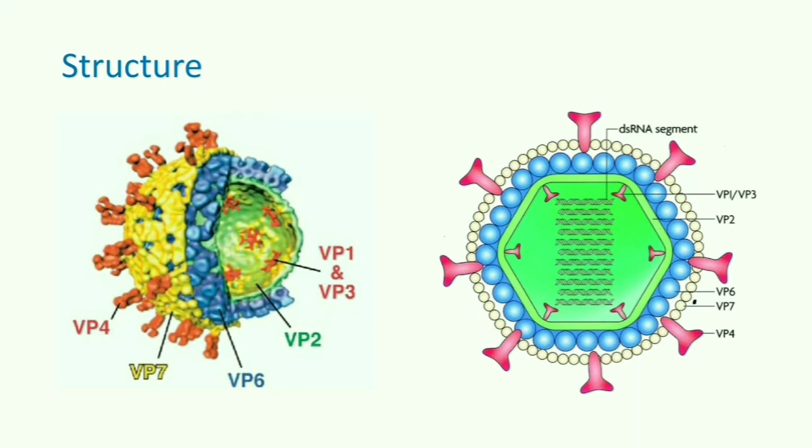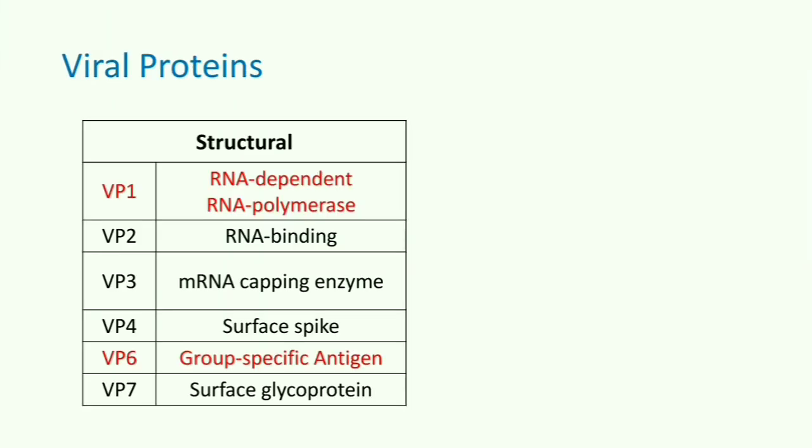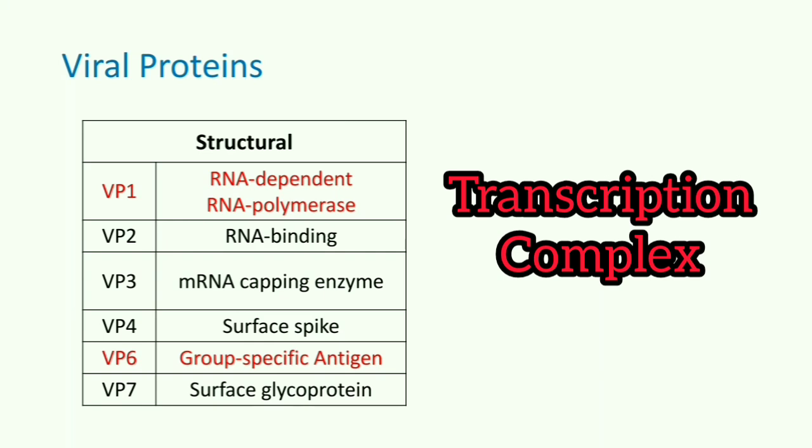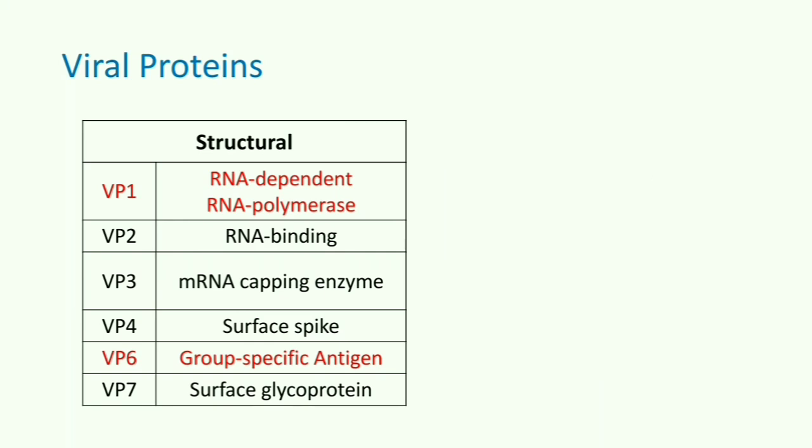Now let's talk about viral proteins. As I have said earlier, rotavirus has 6 structural proteins. Viral protein 1 is an RNA-dependent RNA polymerase, and viral protein 3 is an mRNA capping enzyme. Together, these two viral proteins form the transcription complex and transcribe the viral genome into mRNAs. Viral protein 2 binds with genomic RNA and forms the inner core.